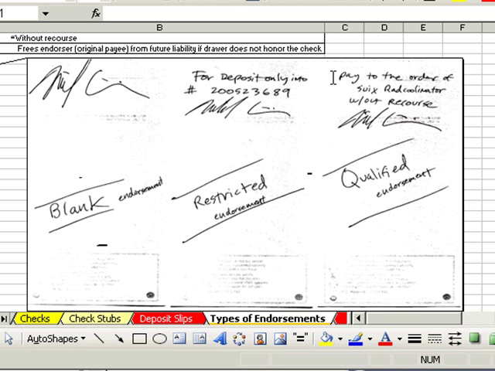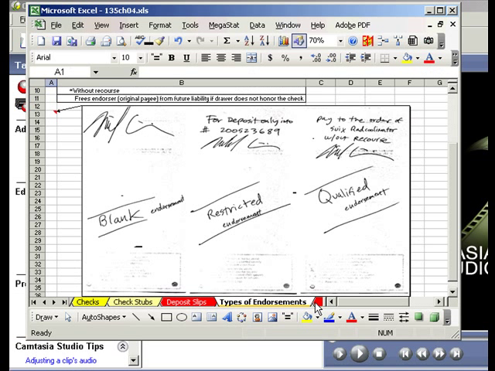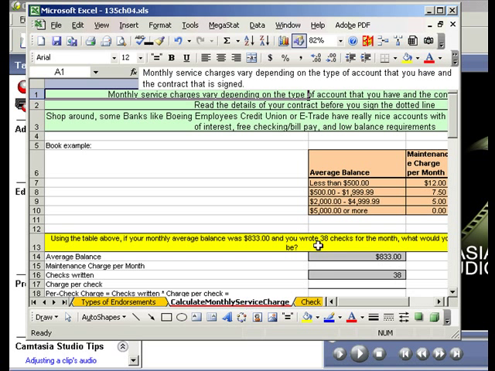Then we have a qualified endorsement: paid to the order of Sue Coolinator without recourse. This means that I am the payee on the front, but I'm signing it over to Sue. Now, this without recourse means that Sue can't come back after me if the check's no good. If I was Sue, I wouldn't take a check that says without recourse. Hey, let's click on our next sheet tab here.